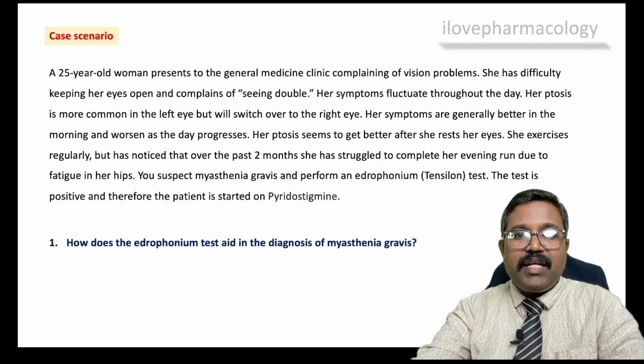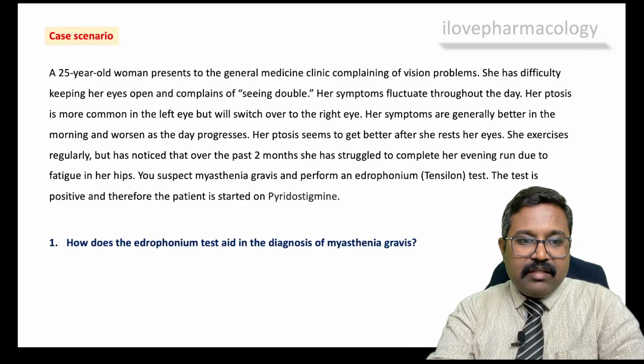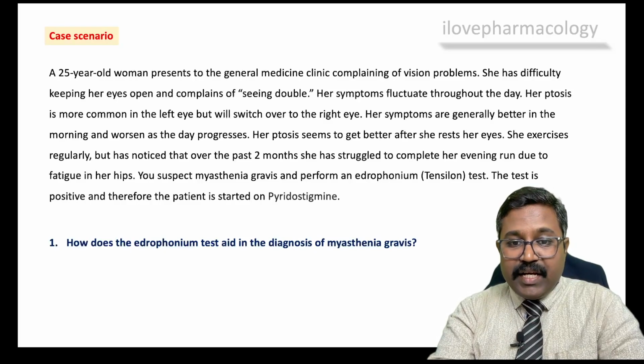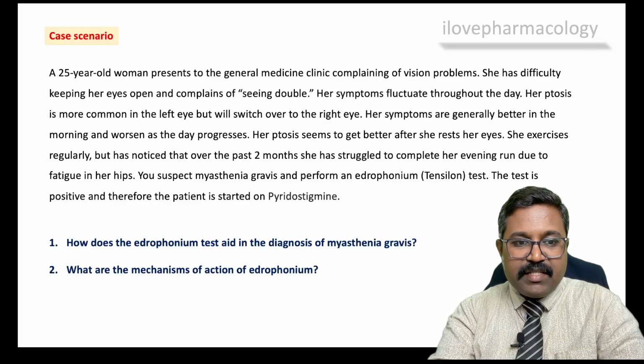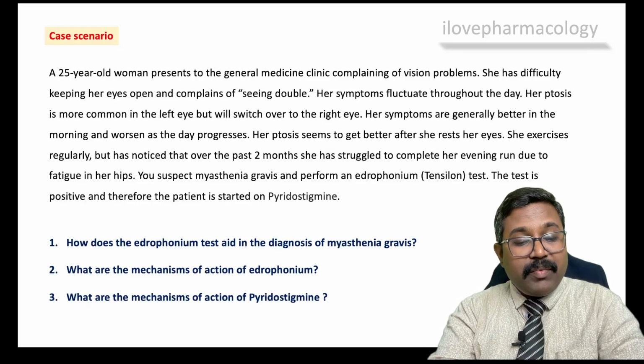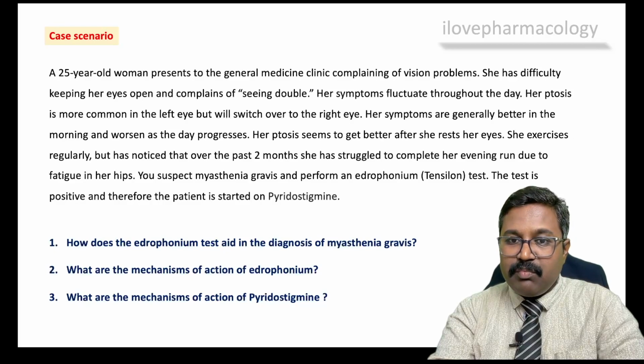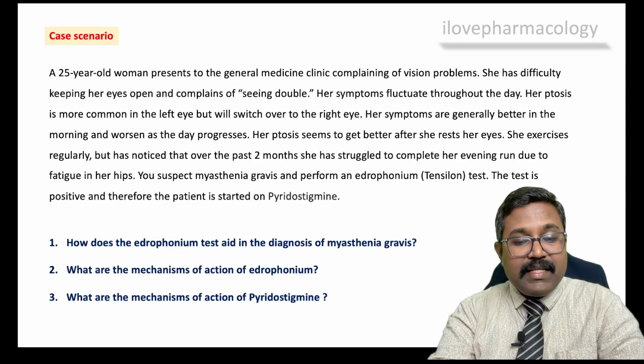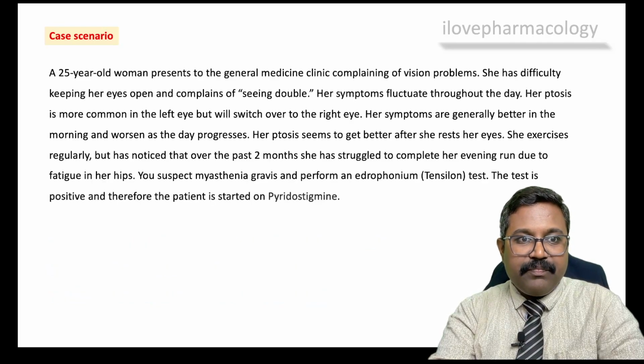So here the question that needs to be answered is, how does the edrophonium test aid in diagnosis of myasthenia gravis? What is the mechanism of action of edrophonium? What is the mechanism of action of pyridostigmine? Let us answer all these questions at the end of this session.